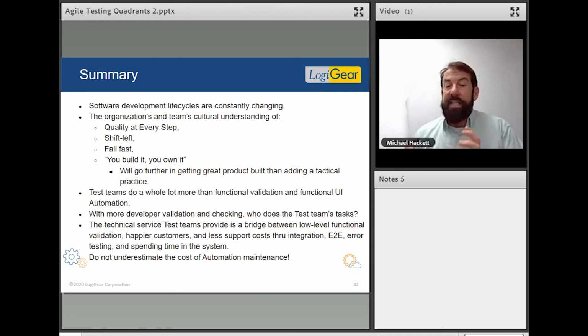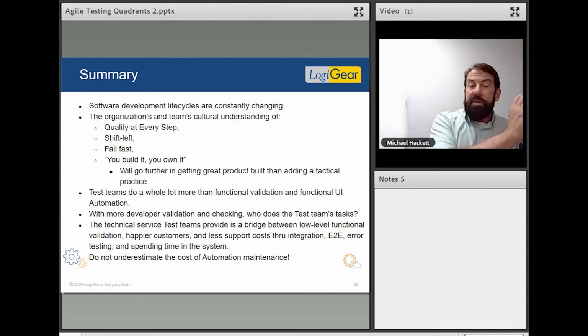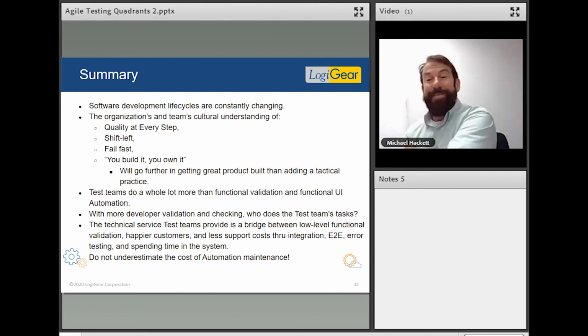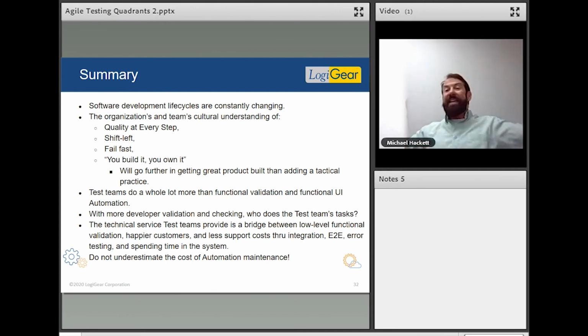The technical service that a test team provides is really a bridge between low-level, isolated tests that developers might do at the unit level and having happy customers. That acceptance, user acceptance testing, there's a big leap between low-level unit tests and user acceptance tests. There's a big leap and big opportunities for failure. Test teams generally provide that technical service to the team, bridging the individual isolated low-level unit tests with user acceptance testing and the customer being happy.